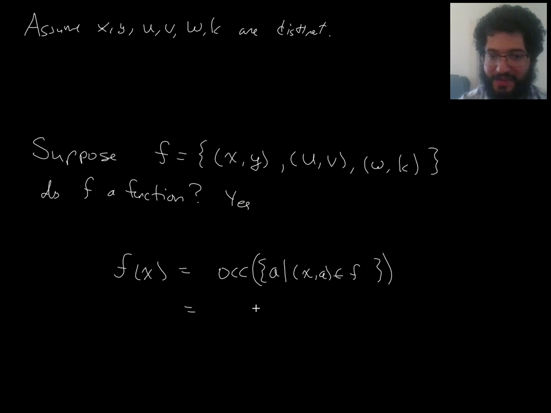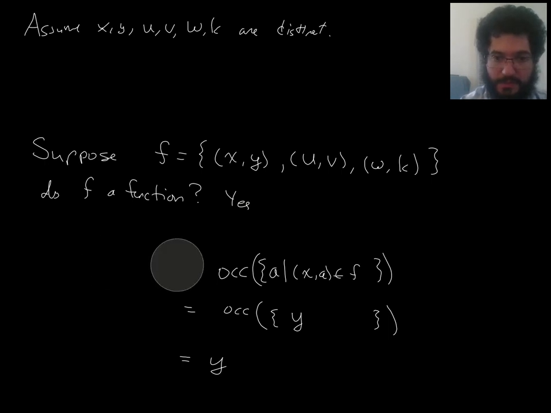But what is the set of a's such that x comma a is in f? So what is this set? What do you think it is? The set of things that sit in the second position with x. y does, so y is in here. Does v? No, because u is not equal to x. Does k? No, because w is not equal to x. So this is the occupant of a singleton, and we just get y. So that is the sense in which f of x equals y. That's how we get that from our definition.